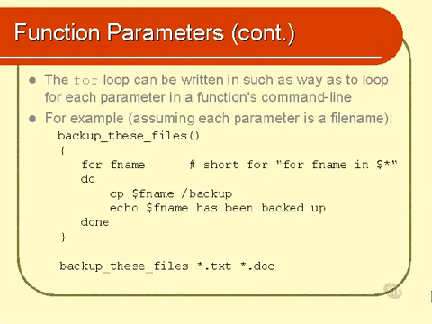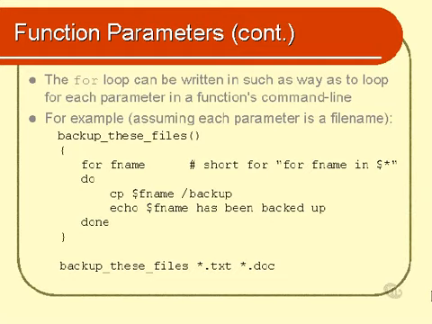Anyway, the key point about this is the very first line inside backup_these_files is for fname. Now remember, we're doing a for loop here, so what we expect to see is for fname in something. But the lovely shortcut that we have here is that we don't actually have to put in anything. We can just say for fname, and it will loop through the code block, and each time fname will be assigned to the next command line parameter that the function received.